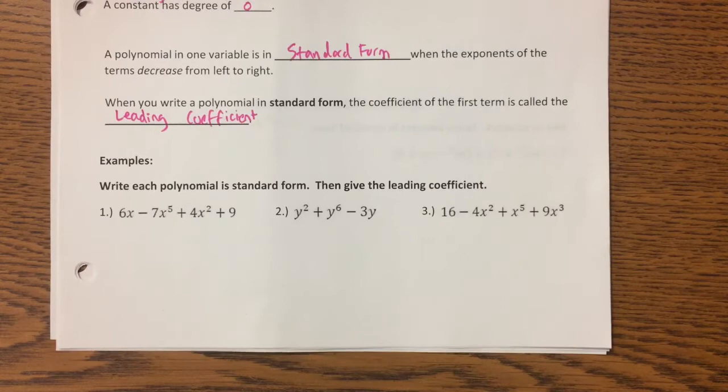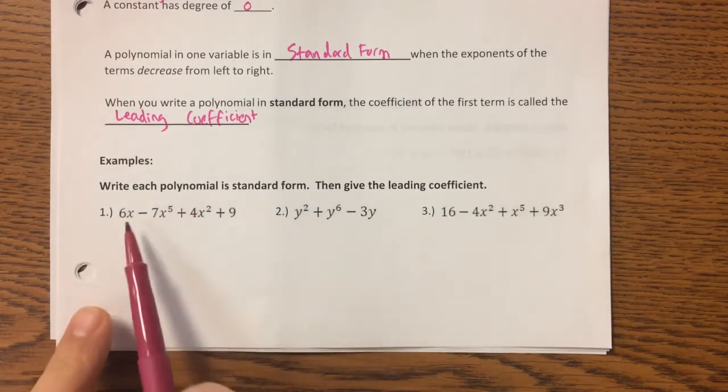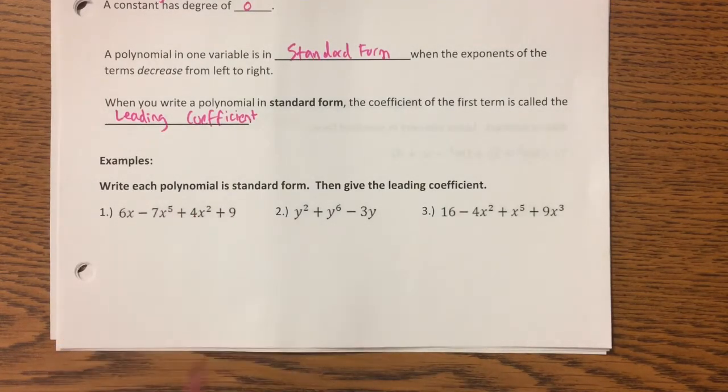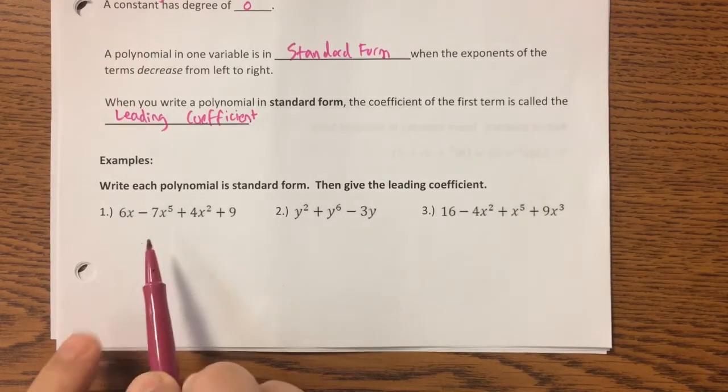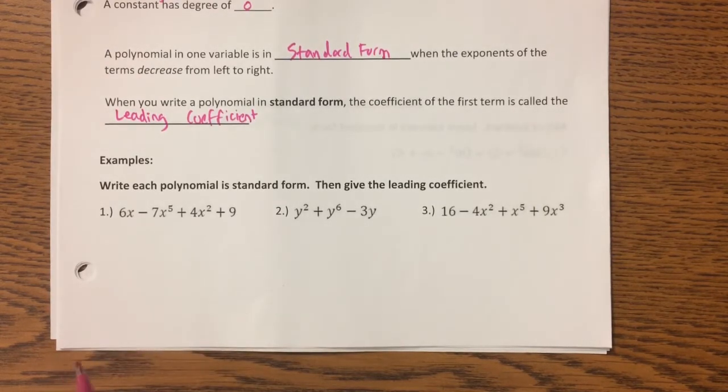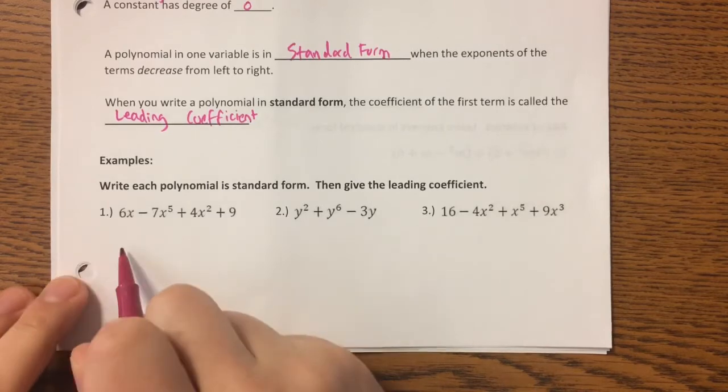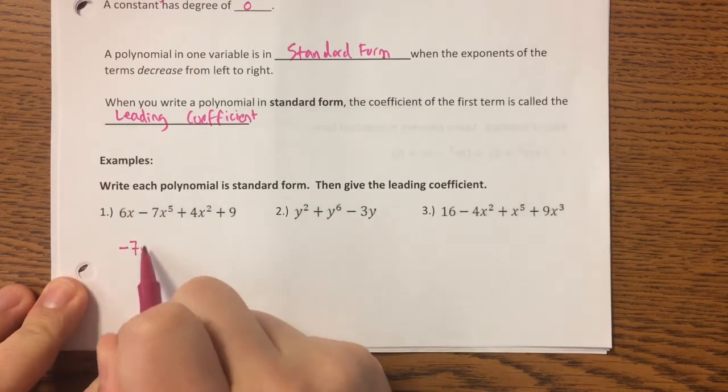So let's practice writing these polynomials in standard form. We want to identify the leading coefficient and identify the degree. Which of these terms should come first for number one? The other thing to keep in mind is you want to take whatever sign is in front of it, plus or minus, and keep that along with the term. So we're going to write the 7x to the fifth first, but we're going to keep that negative sign with it. So we're going to start with negative 7x to the fifth.